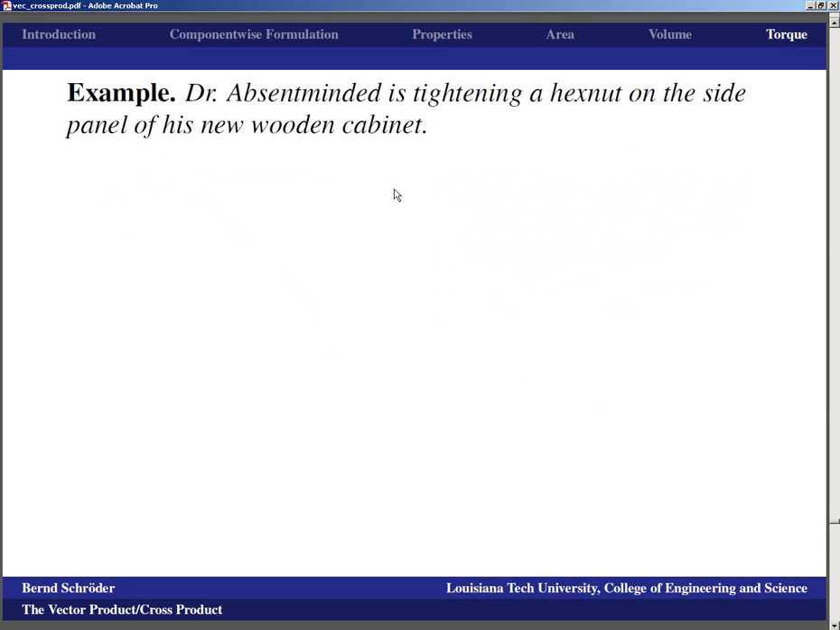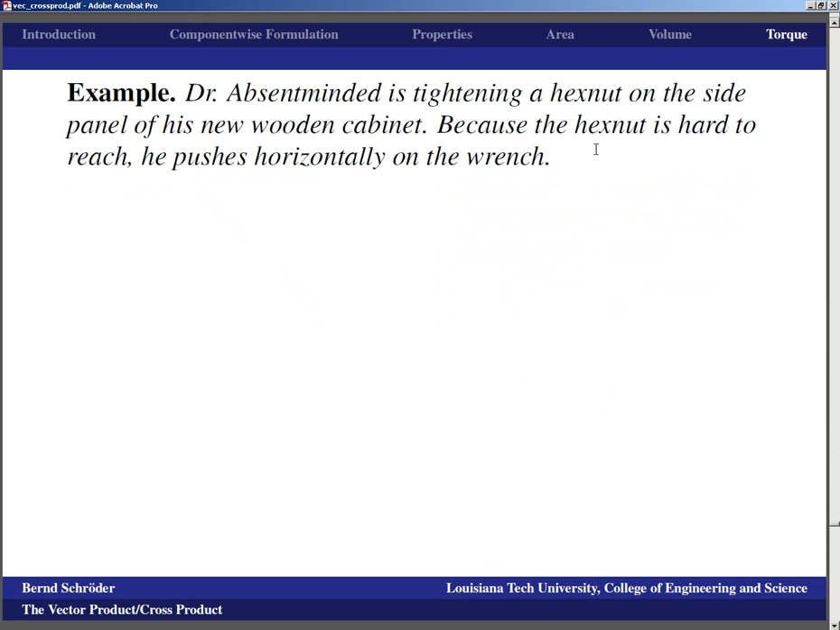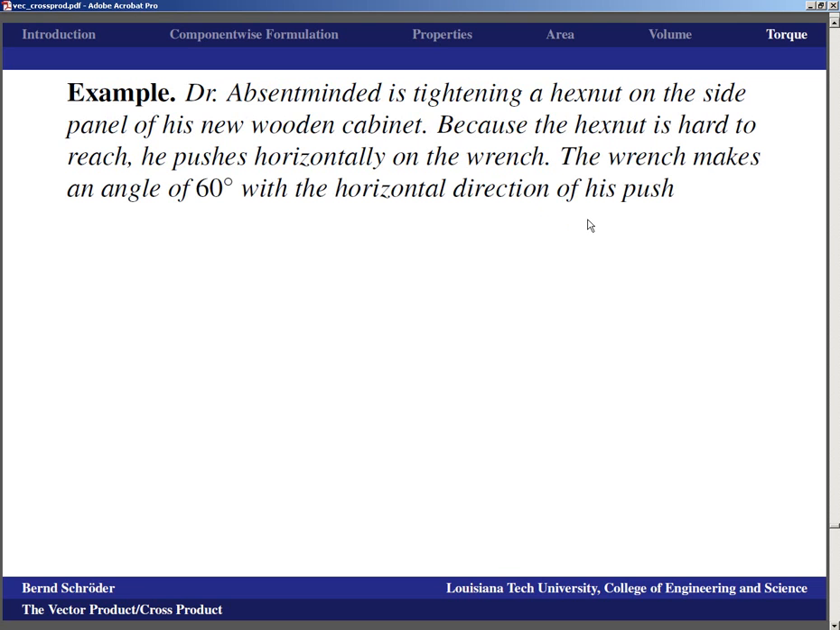So as an example, let's talk about my friend Dr. Absent-Minded. He's not riding a bicycle, but he's building a wooden cabinet, and he's tightening a hex nut on the side panel of this new wooden cabinet. The hex nut is rather hard to reach, so he pushes horizontally on the wrench. If you've ever assembled something where something was hard to reach, you know what I'm talking about. You just reach in and somehow just desperately try to tighten this thing the last few steps that you can.